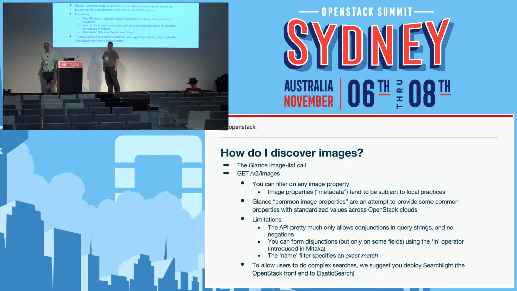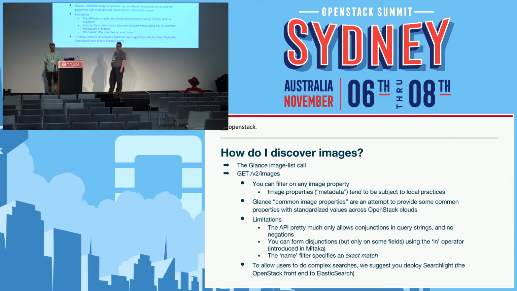Now, the other interesting thing about the image list call is that you can basically filter on any image property. And those tend to be subject to local practices, what they're used for, what the values are, what their names are. There are a set of properties called the common image properties, where we've tried to provide a mechanism where clouds could standardize on particular things like what operating system's on an image and what version. But we don't have a way to enforce that. So it's pretty much up to operators to adopt that.